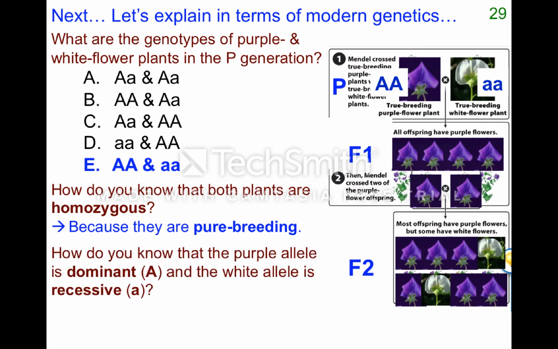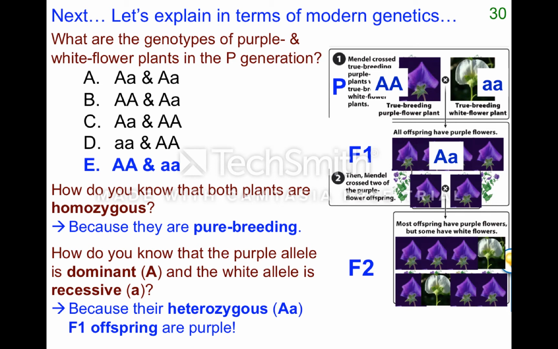Next, how do you know that purple is dominant over white, that this is big A and this is small a? Pause now. The fairly straightforward answer is by looking at the offspring. When you first did this experiment, you may not know which one is dominant yet, but when you see that the offspring are purple, then you know that the purple parent must have two big A's and the white parent must have two small a's.